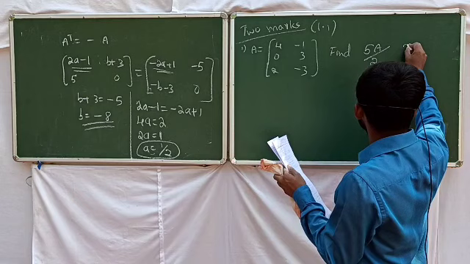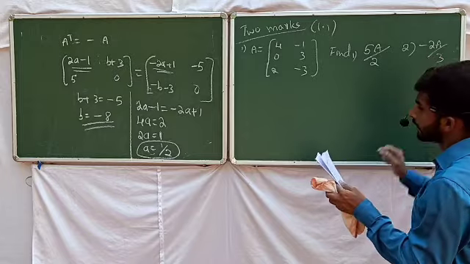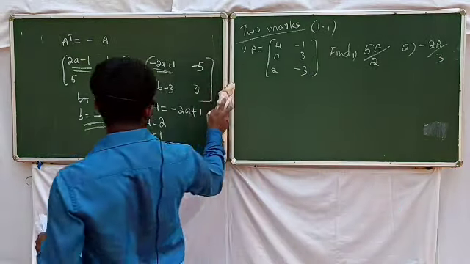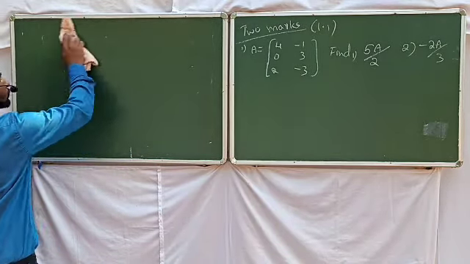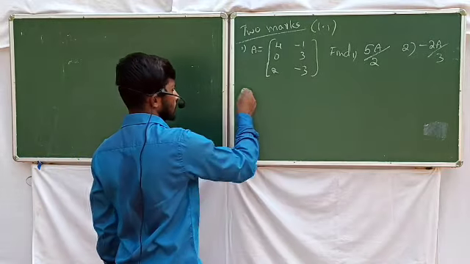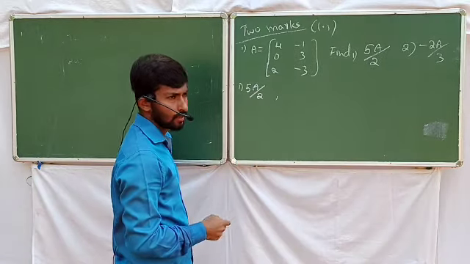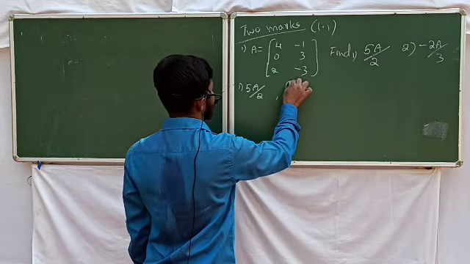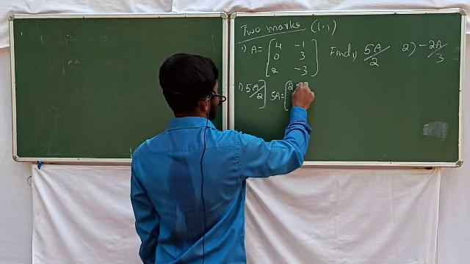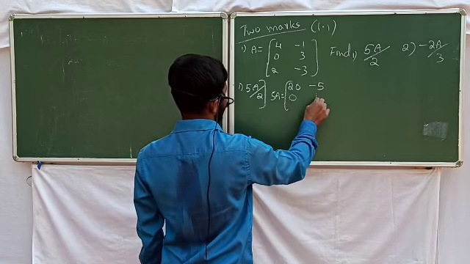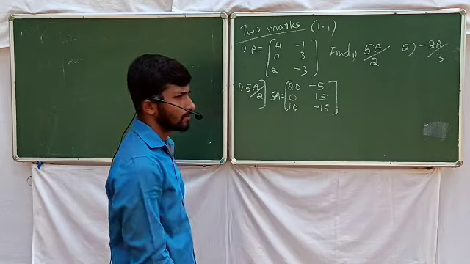Okay, second question is minus 2A divided by 3. Okay, how to solve that question? Okay, matrix A is given. To solve that question, first consider the first problem, 5 times A by 2. First calculate 5 times A. What is 5 times A? 5 4s are 20. Okay, here I'll write 5 times A is equal to 20, minus 5, 0, 15, 10, minus 15. Okay, it's 5 times A.